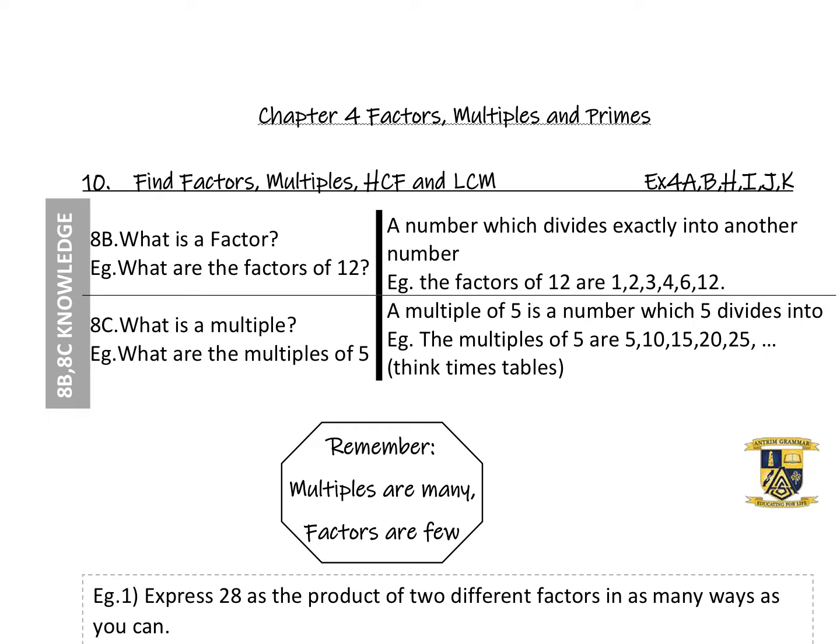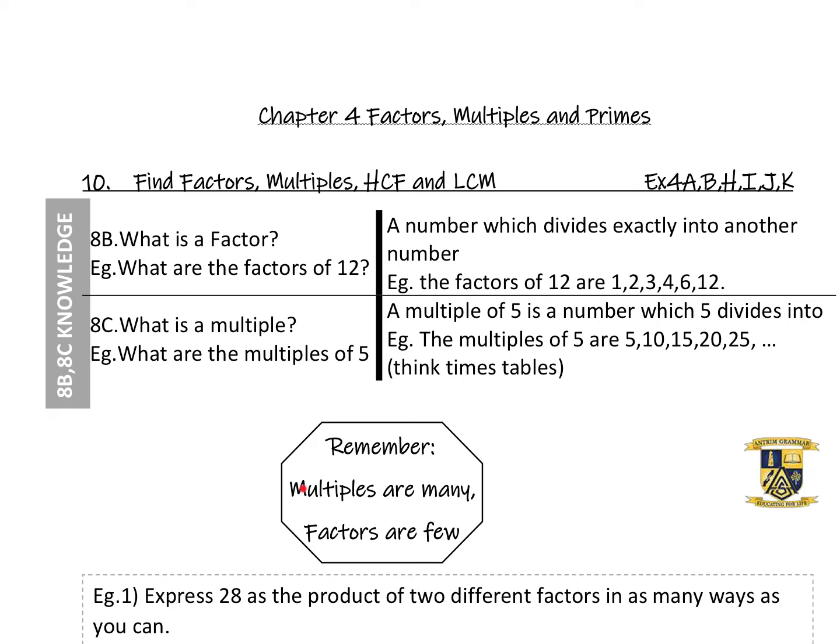What is a multiple? Well, what are the multiples of 5? Well, a multiple of 5 is a number which 5 divides into. So in other words, the 5 times tables, 5 divides into the 5 times tables. So basically, the multiples of 5 are the multiplications of 5. So 5, 10, 15, 20, 25, and so on. And note, the first multiple of 5 is 5 itself. The first one isn't 10, it's 5.